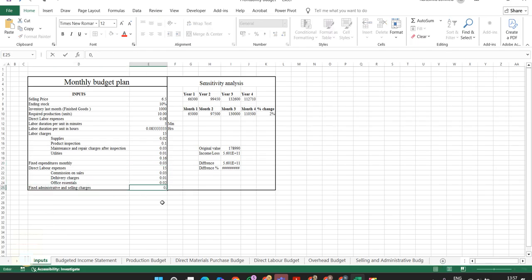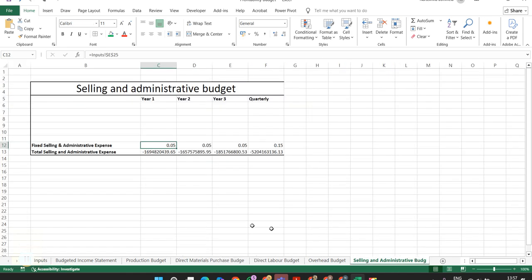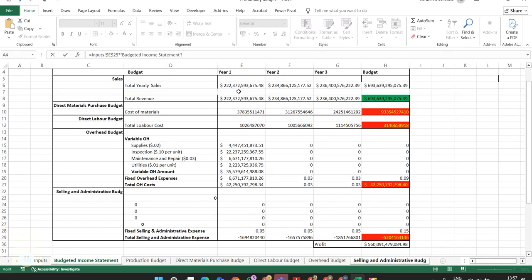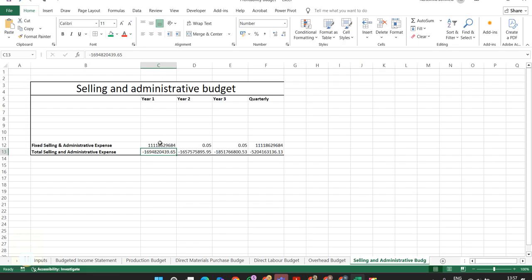We make it 0.05%. 0.05% is the fixed administrative expense. This is an assumption, we just make an assumption. So we get a calculation of 0.05% times the total yearly sales value. Now when we drag it towards the right, you will get these values. I will copy these three values and paste them here.